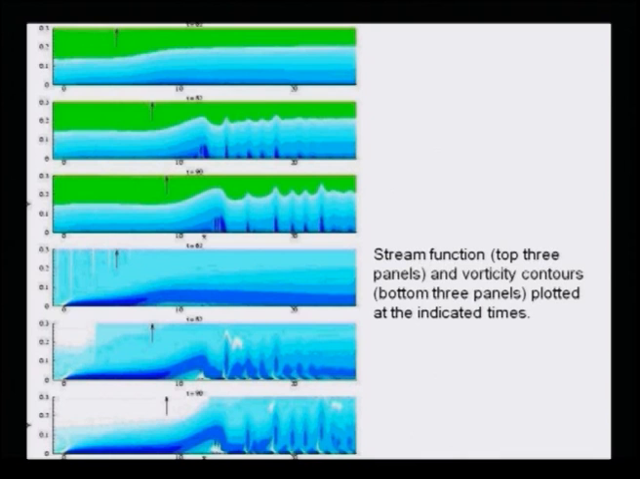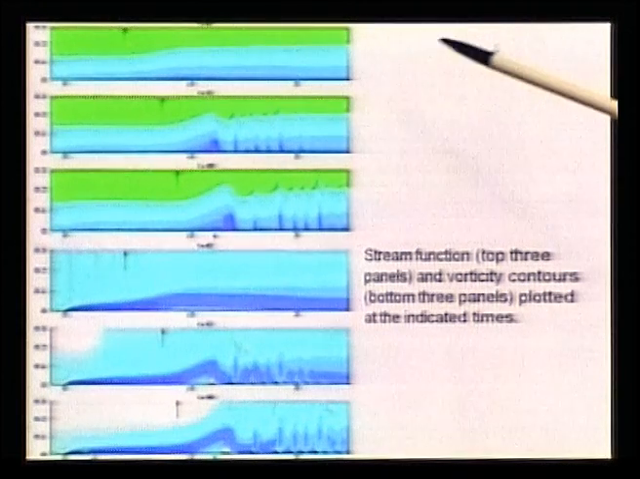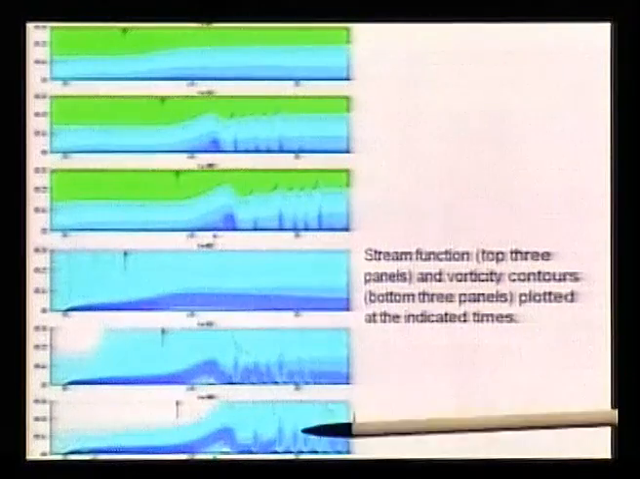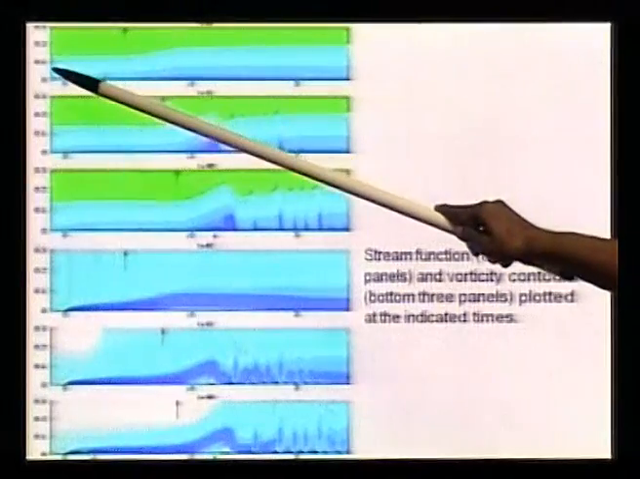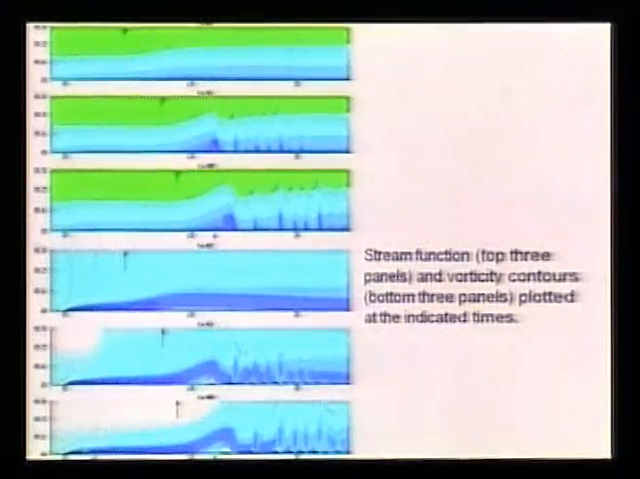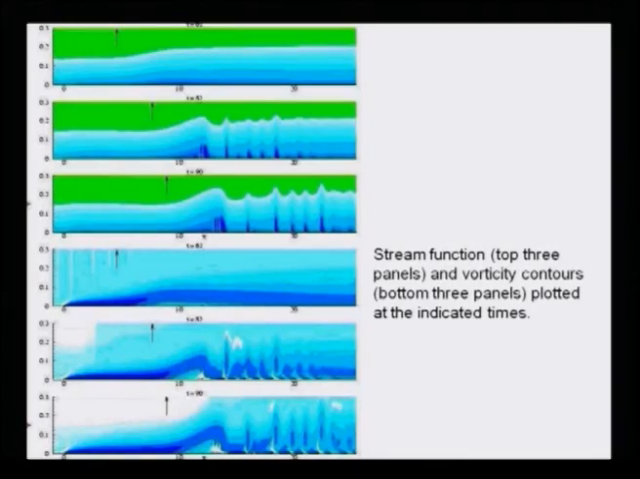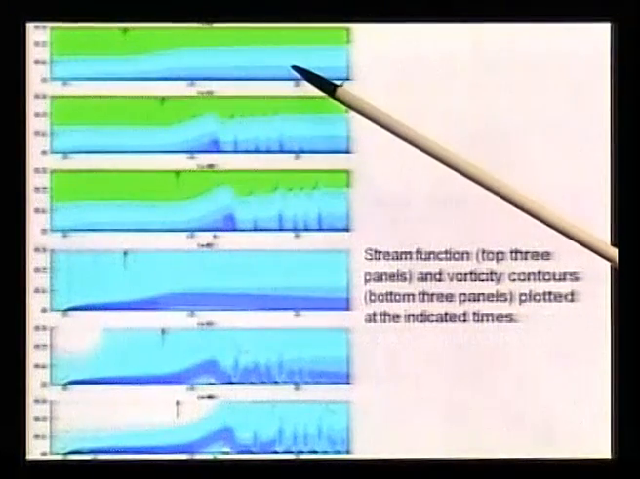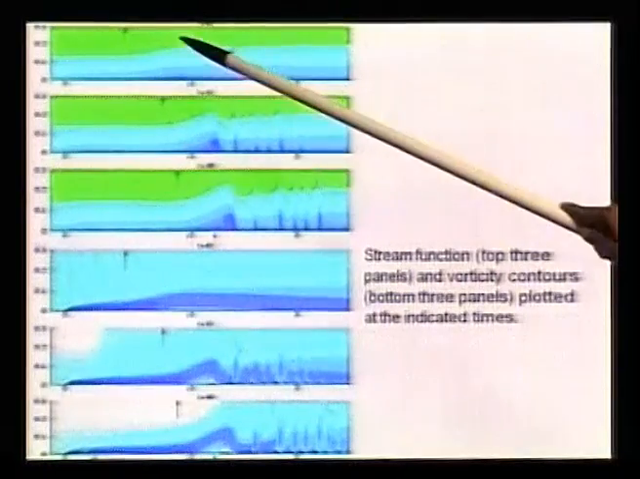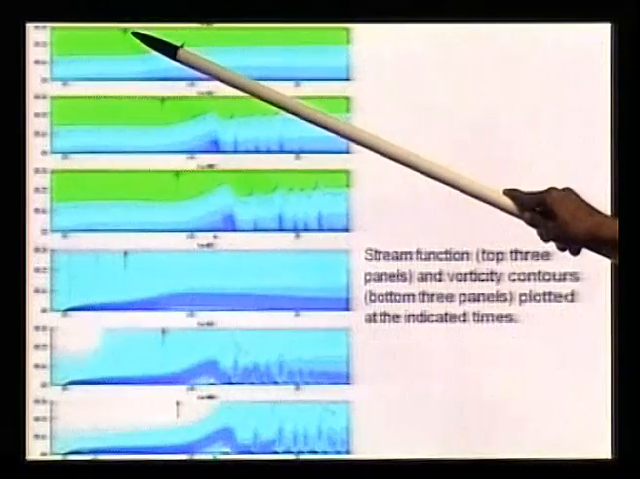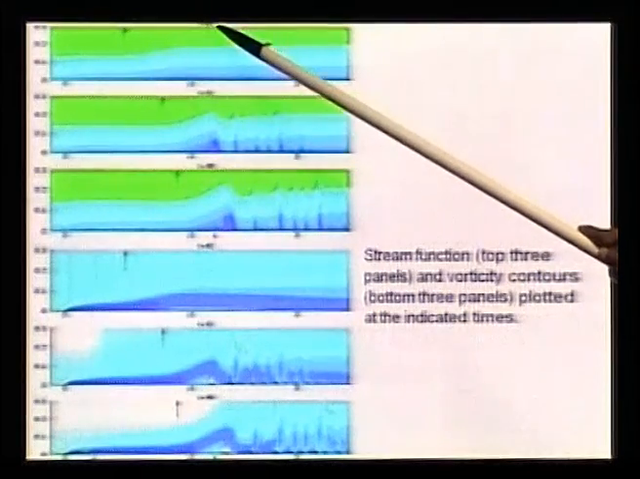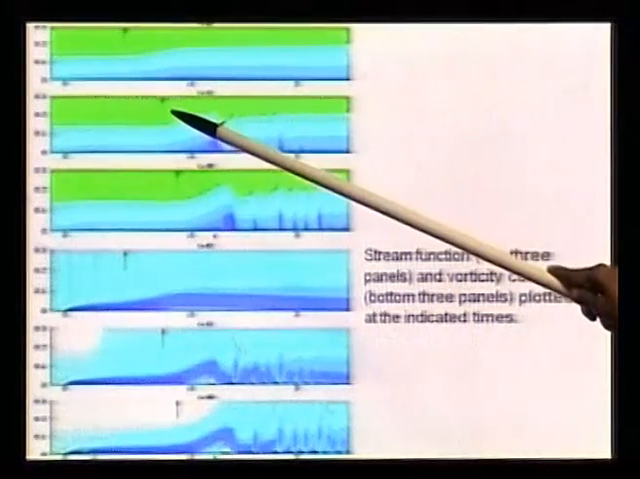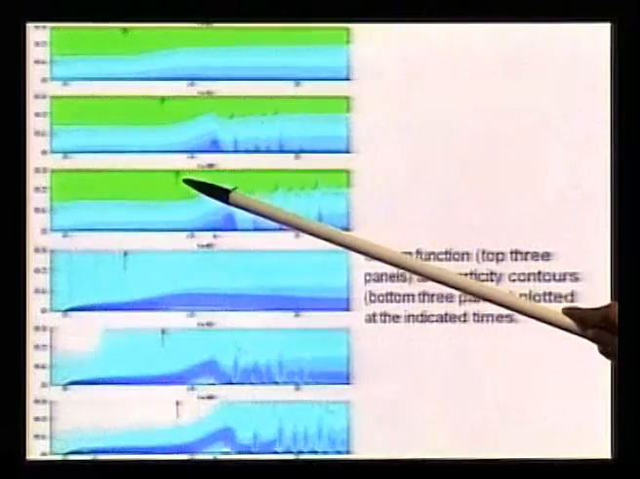On the top 3 frames, we have shown the streamline contours, and the bottom 3 frames are vorticity contours. And this blue region tells you about the region where the shear layer is. And you can see there are these faint arrows which show the streamwise location of the free stream vortex. The free stream vortex is much above, but in this frame at t equal to 62 it is here, at t equal to 82 it has come here, and at t equal to 90 it has come here.